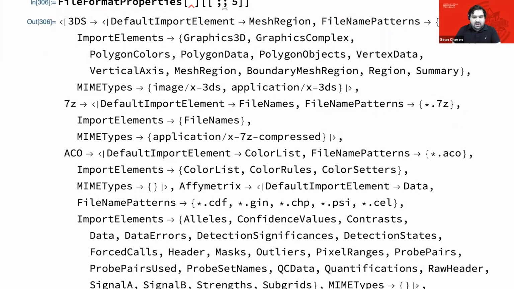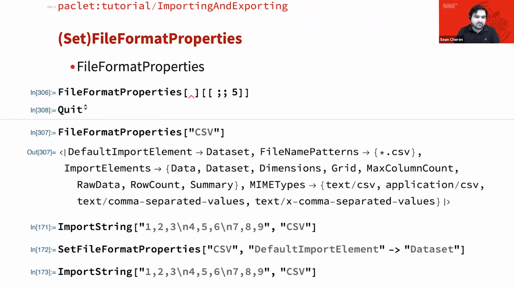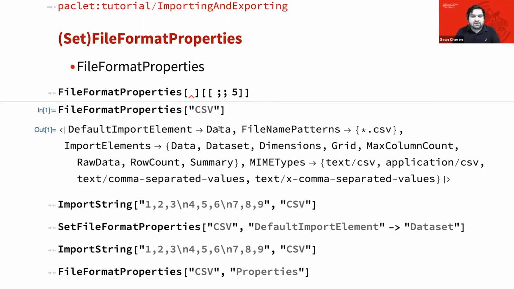So let's take a look just at one of these particular things. Let's ask for just the file format properties of CSV. You can see that, oh, I suppose because I've run something, the default element is dataset, but were I to quit the kernel, you'll see that this thing changes a bit. Great. Now, the default element for CSV, if you go look at the documentation, is data.